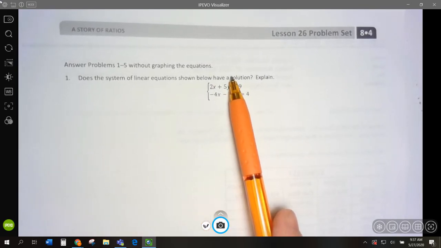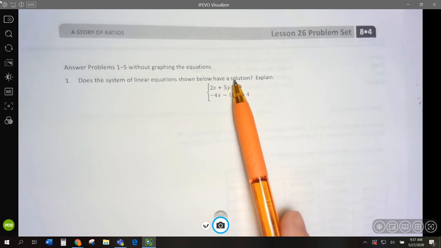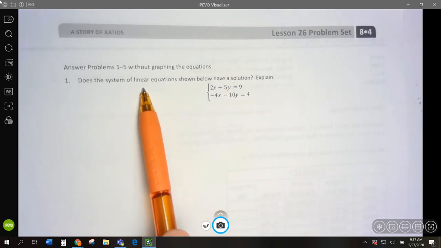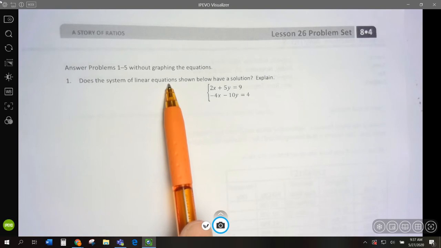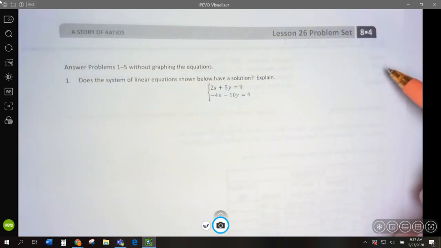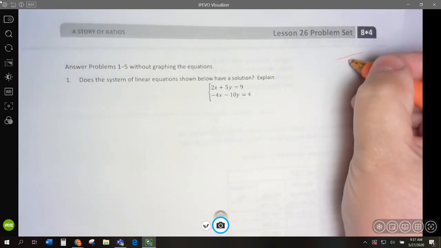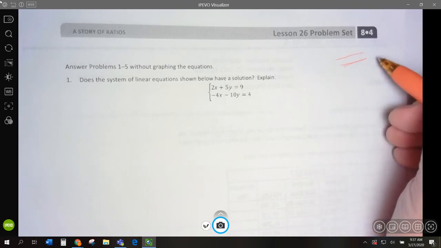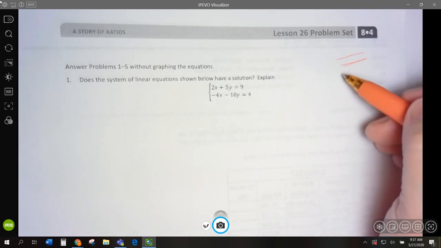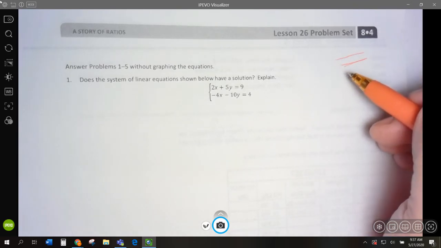Remember, if lines are parallel, they don't cross. The answer to a system of linear equations is the point where lines cross. But if you have parallel lines, they're never going to cross. Therefore, you're not going to have a solution if the lines are parallel.